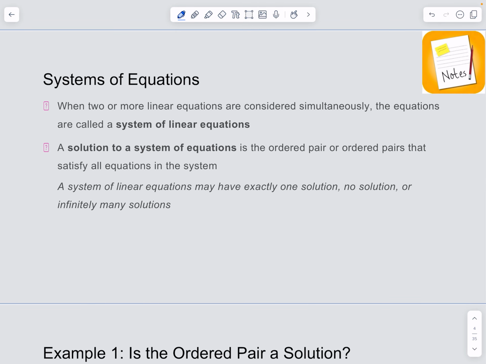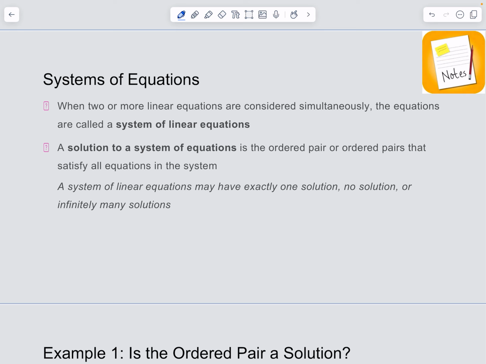So to begin, you can pause at any time. When two or more linear equations are considered simultaneously, that means at the same time, the equations are called a system of linear equations. A solution is an ordered pair, or maybe more than one ordered pair, that satisfy all equations at the same time. So if we have an ordered pair, an x and a y value, that make all of them true at the same time, that's our solution.